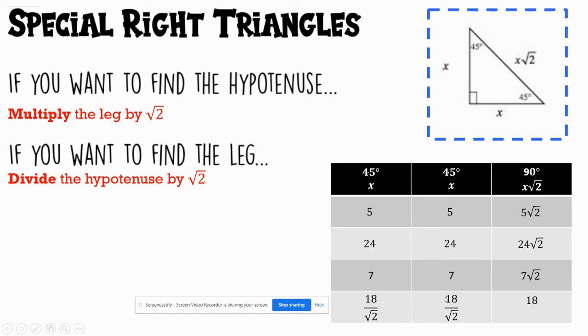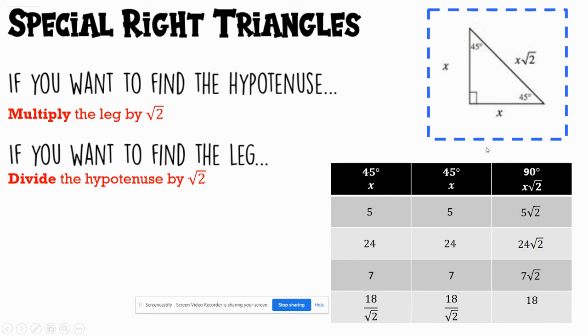So look at my leg. I took the hypotenuse and I divided by the square root of 2. So when you're working backwards in the chart, you're dividing by the square root of 2. But if you're moving forward in the chart, you're multiplying by the square root of 2.